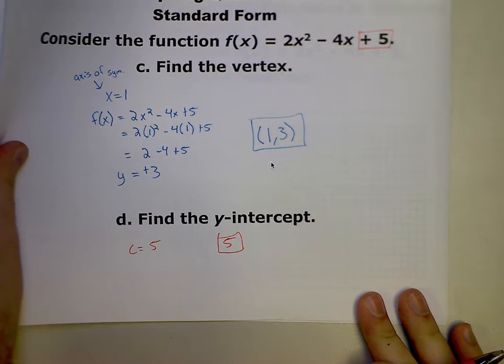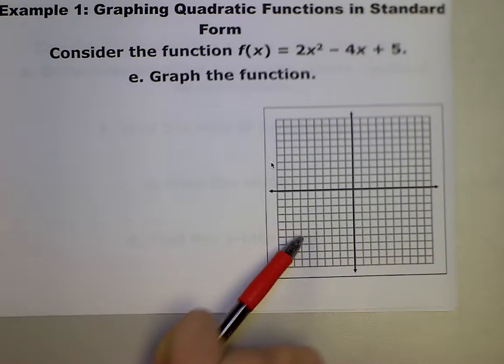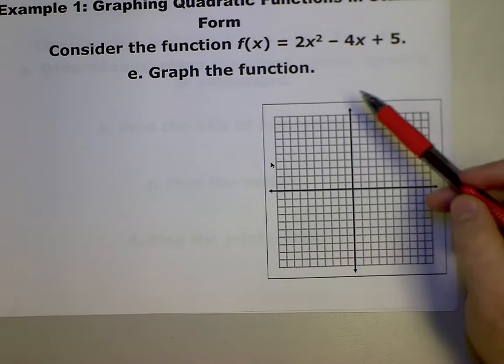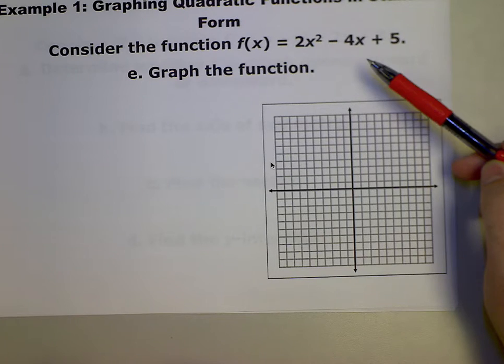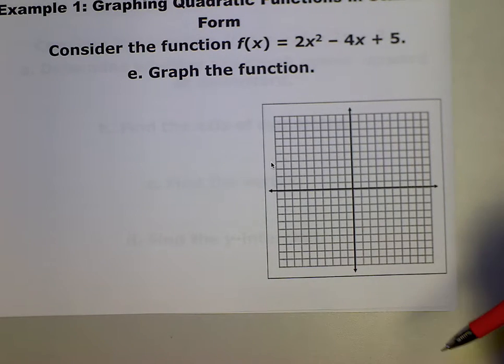Alright, now what can we do with all of this? What we can do with all of this is actually graph this function. So I've given you a graph here, and when we're working with graphing these, I'm going to use all of those pieces we found on the last slide. So I know, based on part A for this equation, it's going to open up. I know my axis of symmetry is at 1, I know my vertex is at 1, 3, and I know that my y-intercept is at 5.